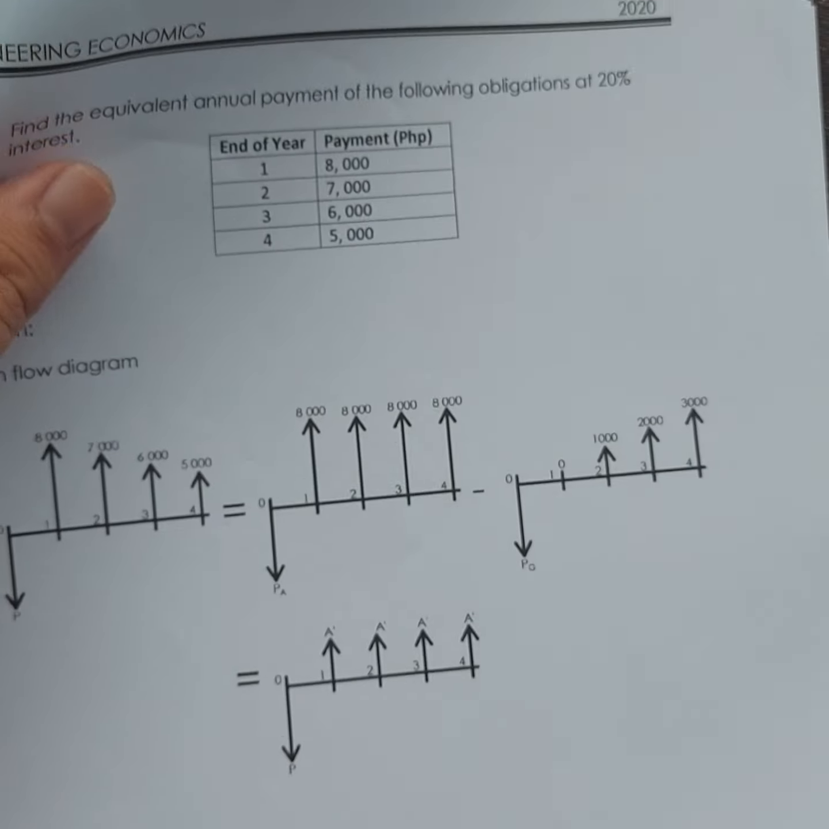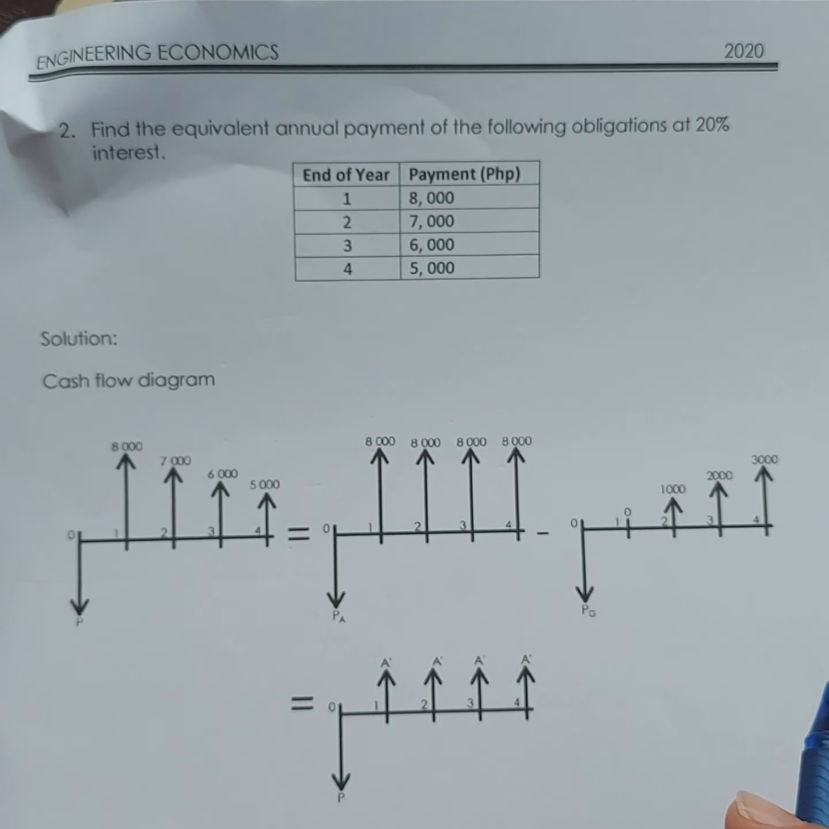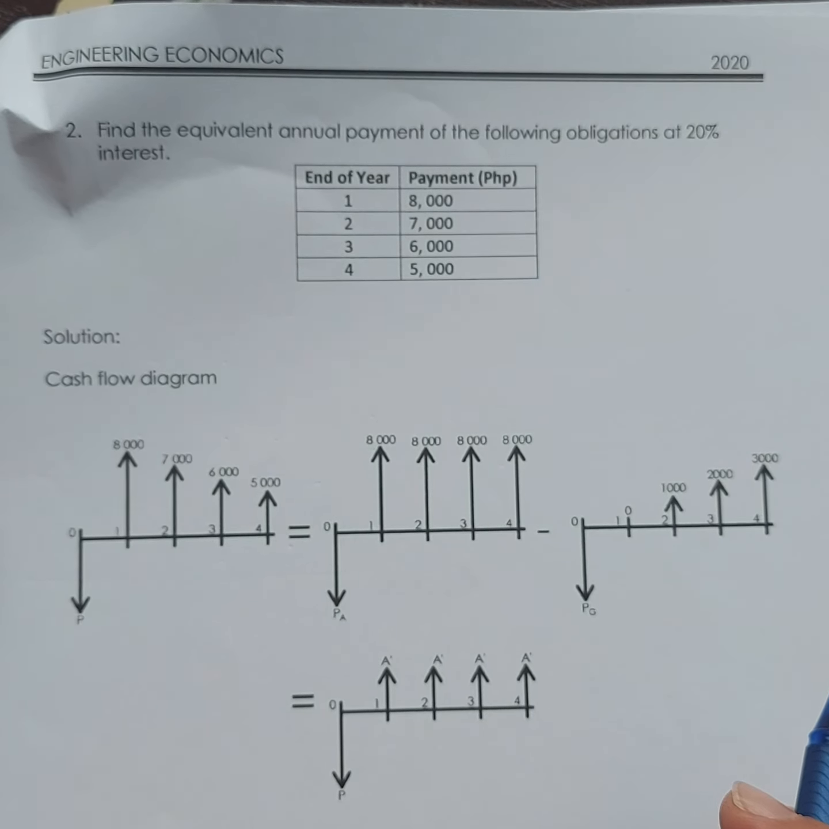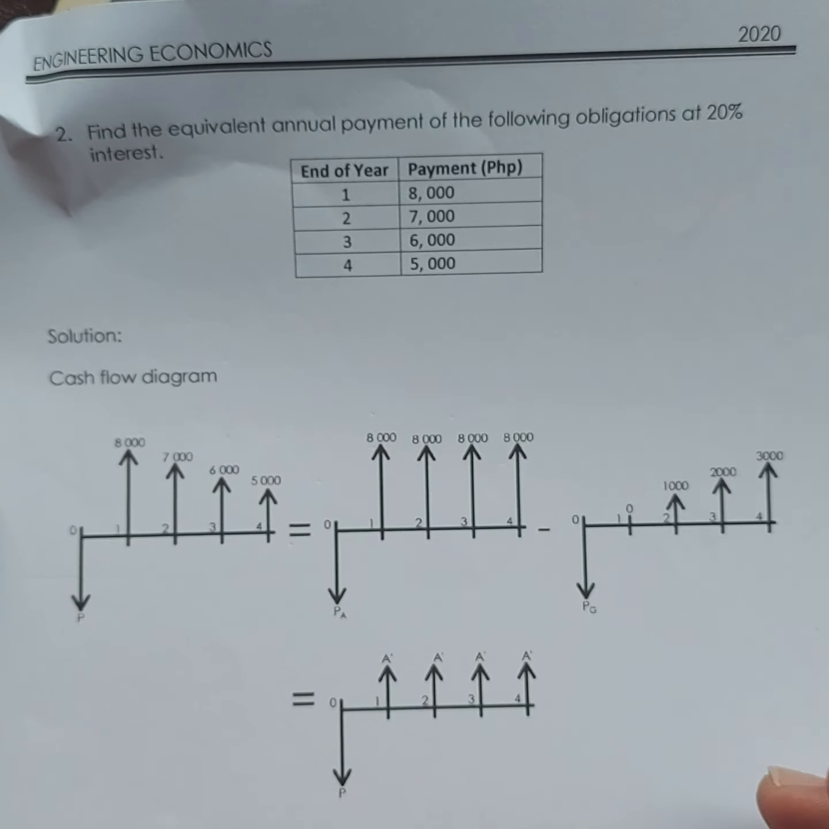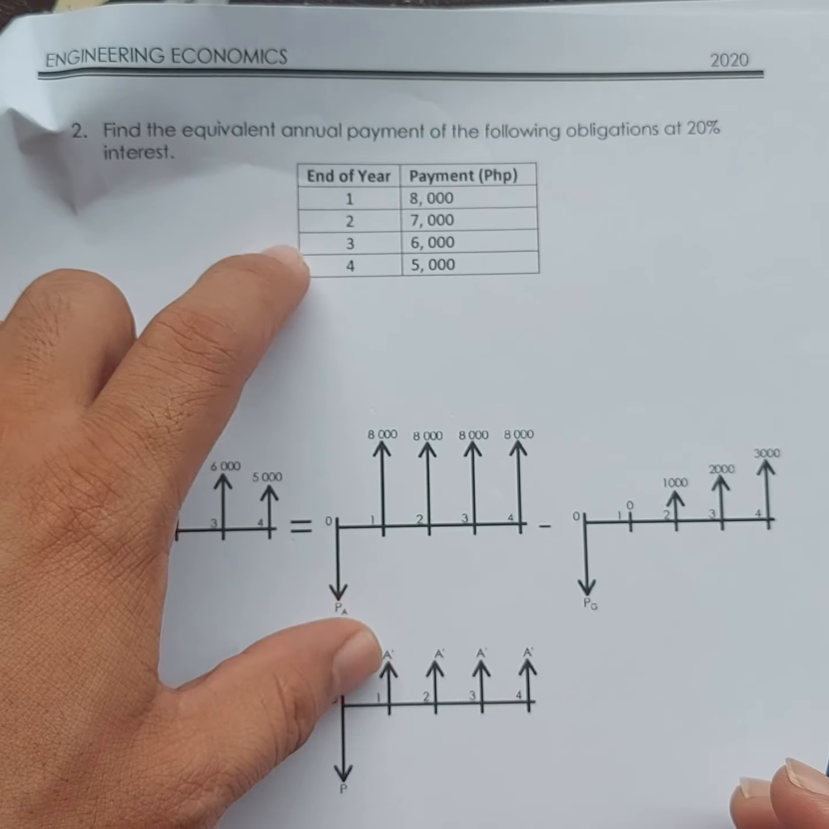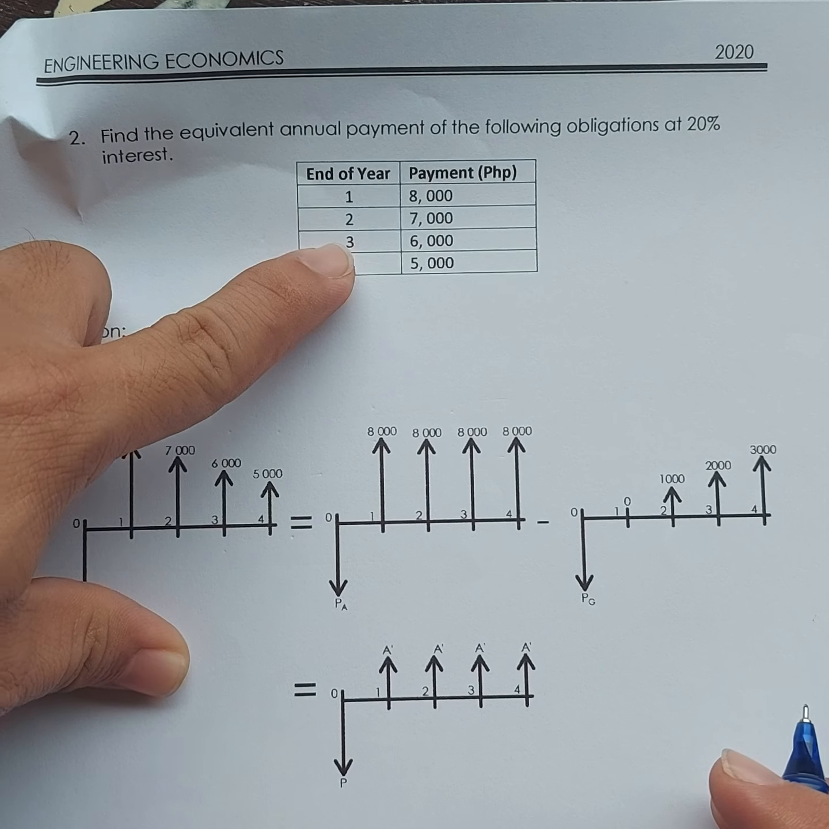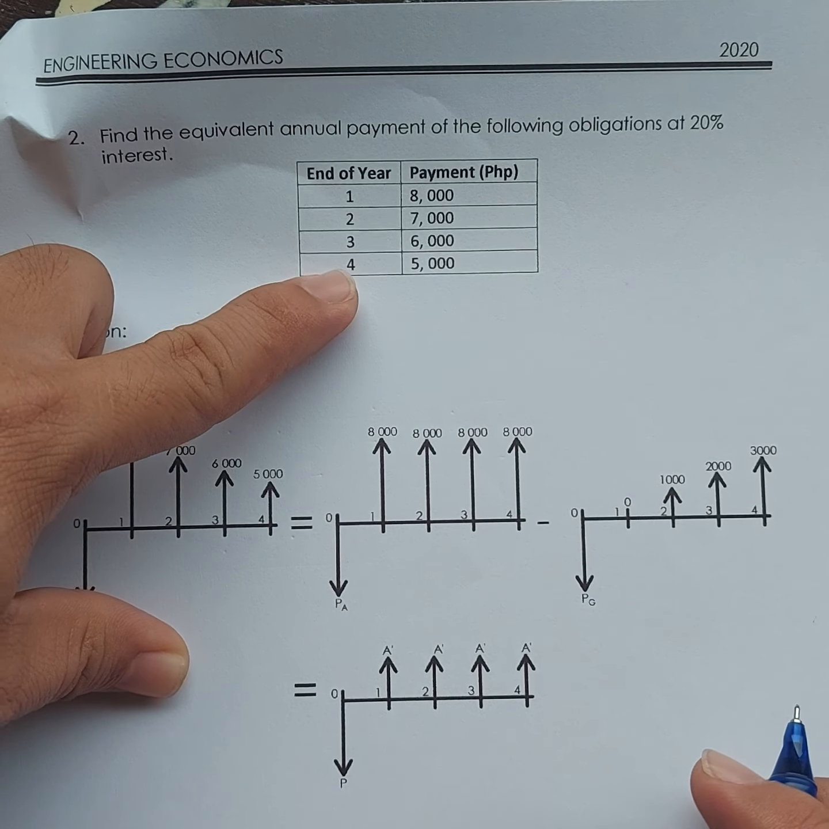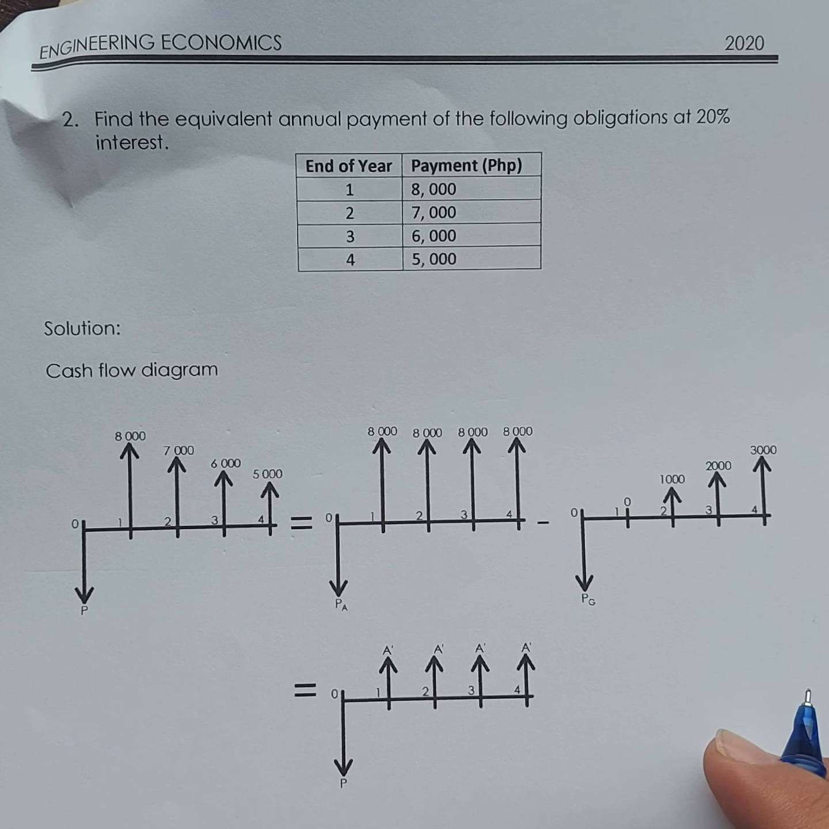Yes, we have another problem for this particular topic. This time we have a variation. Find the equivalent annual payment of the following obligations at 20% interest. Interest is quite high. 20% interest. So end of the year 1 is 8,000. Year 2, 7,000. 3, 6,000. And then at year 4, we have 5,000.